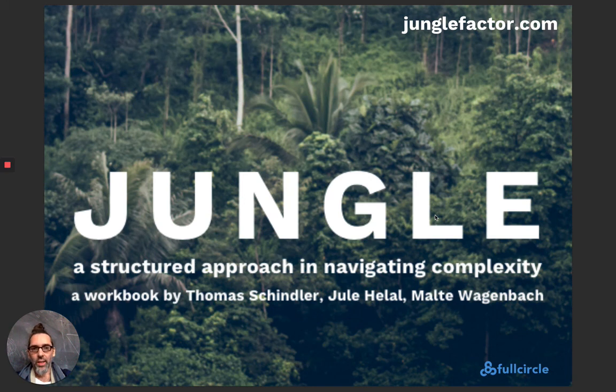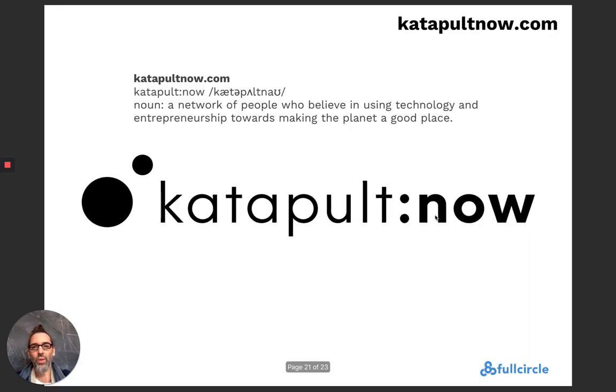What we do with Jungle is we help teams and organizations navigate complexity. It's a tactical toolkit for your next step in navigating the enormous complexity that we're faced with. And with Catapult Now, we have a network and think tank to combine the power from the industry with the required impact in the world, in the field. And there's a program coming out in 2020 that is too early yet to talk about.